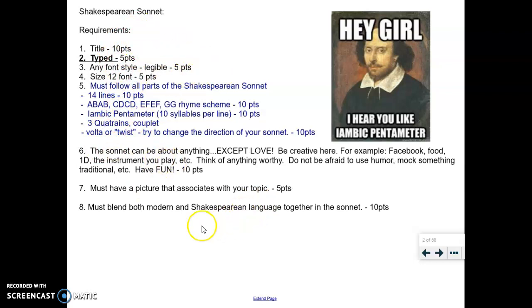Last but not least, a reminder that most of this is going to be written in modern language, but we want you to sprinkle in some Shakespearean language here and there. As always, if you have any questions, let me know. Shoot me an email. We can Zoom about this, whatever you need to do. All right? Thanks. Good luck.